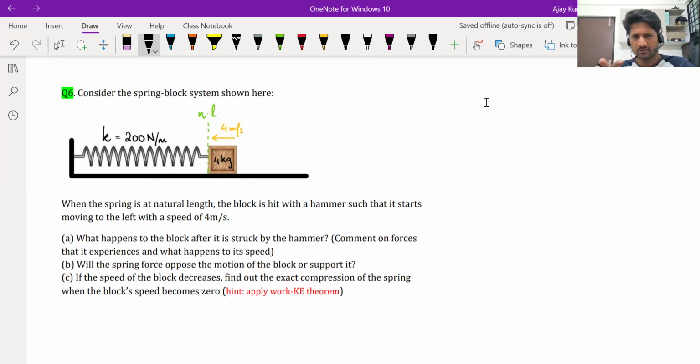Okay, are you all able to imagine the situation? Initially, assume spring and block were both at rest with the spring at relaxed length. Now you hit, the block starts moving. Okay, first question. What happens to the block after it is struck by the hammer? Comment on the forces that it experiences and what happens to its speed. Anyone?